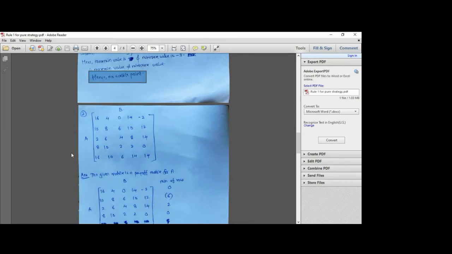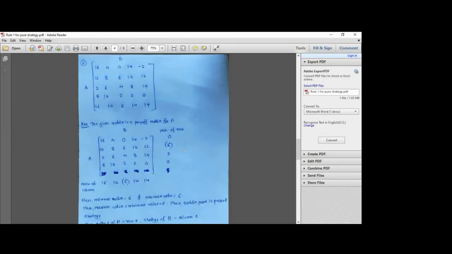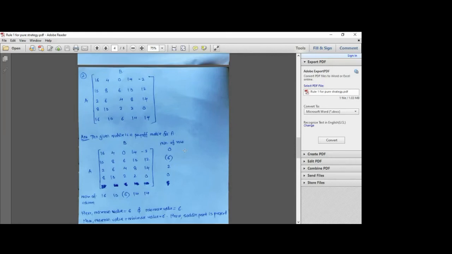Now let's think of this particular matrix, which is the payoff matrix for A, and we have to find out if this has a saddle point or not. So what we have done is we have found the minimum of each row first. In this first row, what is the minimum value? It is 0, right. In this row, the minimum is 6. In this row, the minimum is 2. And in this row, the minimum is 0, that I have written here.